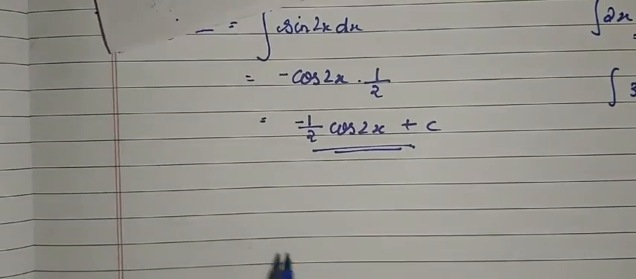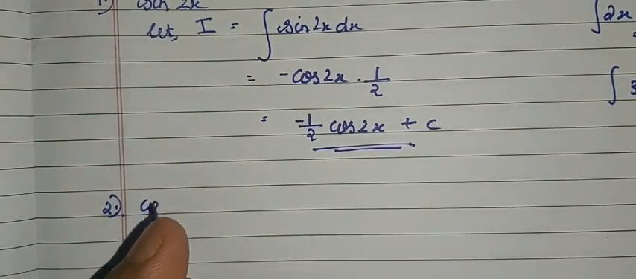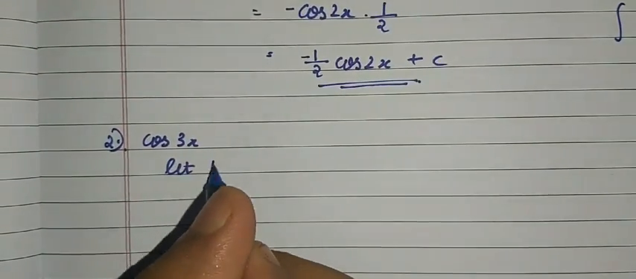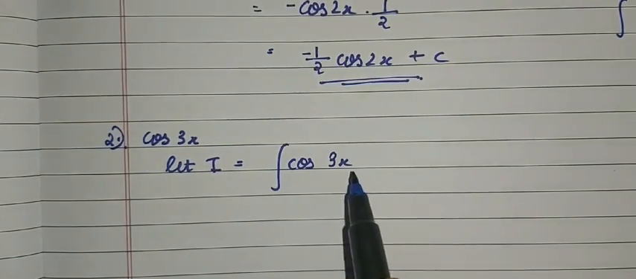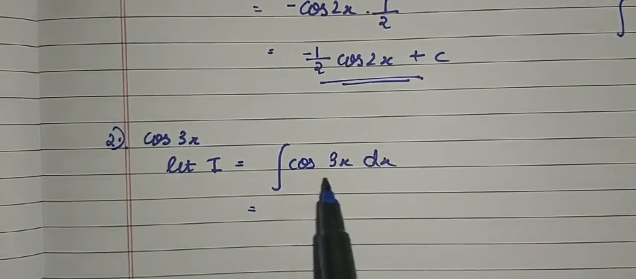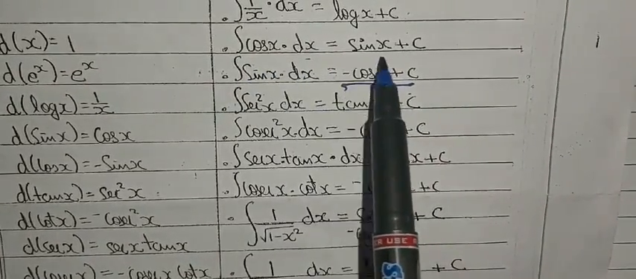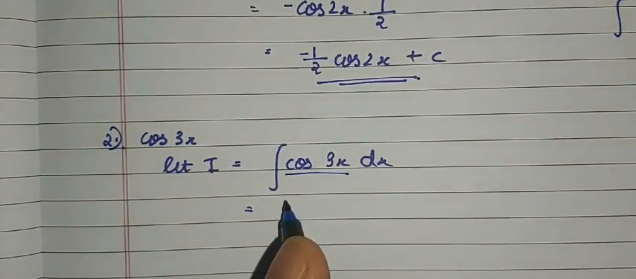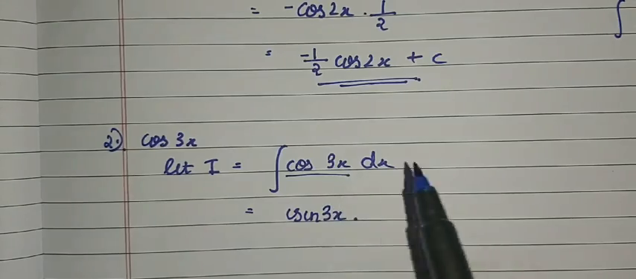Let us move to the second question of this exercise. The second question is to find the antiderivative of cos 3x. A similar type. So let us write, let I be equal to the integral of cos 3x with respect to x, so dx. And what is the integral of cos 3x? Let us go to that paper. The integral of cos x dx is positive sin x. So the integral of cos 3x will be what? Positive sin 3x.